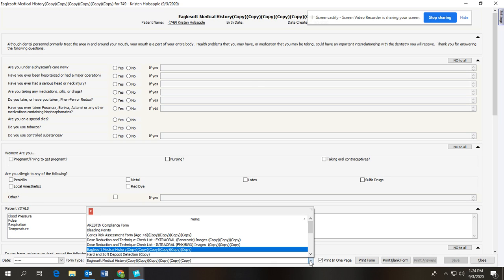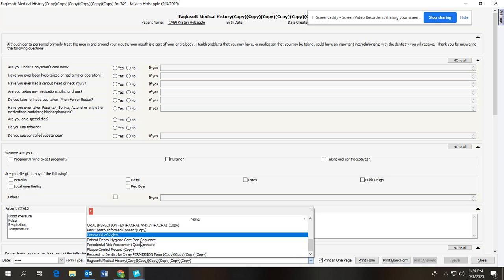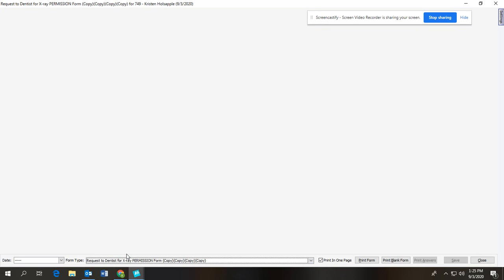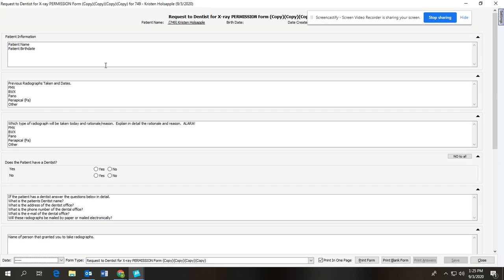We're going to go down to this little drop-down button, and then all the way down at the bottom it says Request to Dentist for X-ray Permission. Every patient that receives radiographs here has to have this form filled out online, always. So whether they do or don't have a dentist, fill it out. Okay, so the student then would have the patient either in the unit or back in their dental unit, okay?